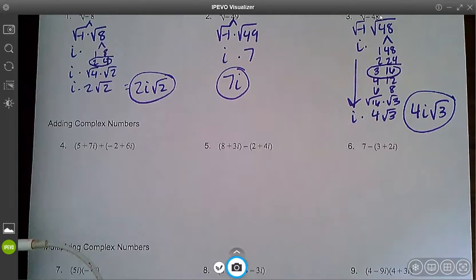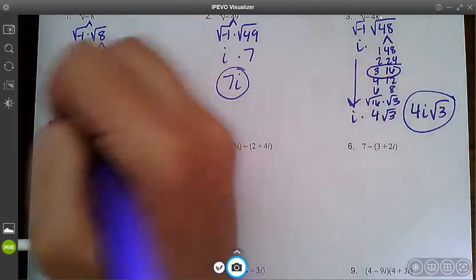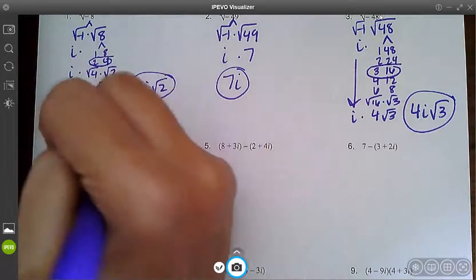Adding complex numbers, you're going to do it just as if it were a binomial. Treat i as a variable. You just combine your like terms and leave i alone, really. So 5 minus 2 is 3, and 7i plus 6i is 13i.